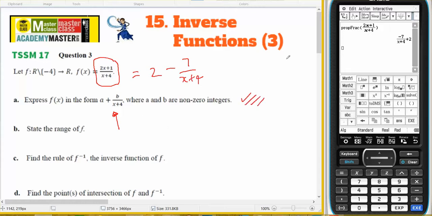State the range of f. Well, I know there's an asymptote at 2 and at -4, and it's a negative, so it's going to be there and there, so it's going to be all real numbers except 2.